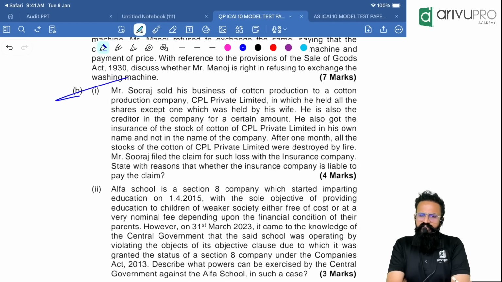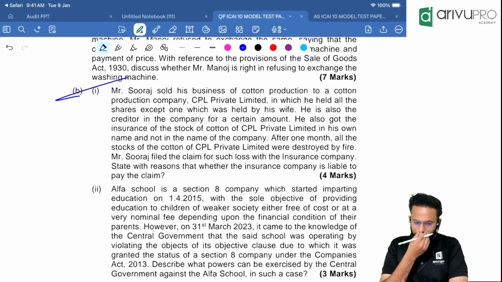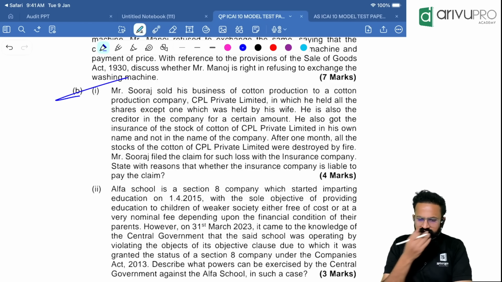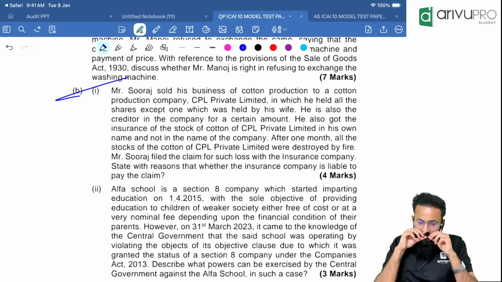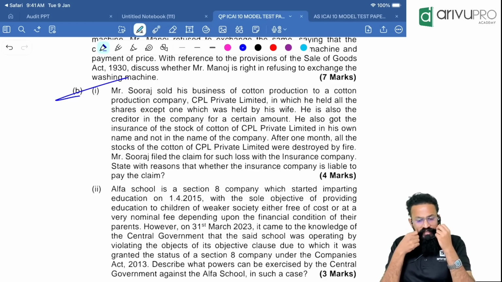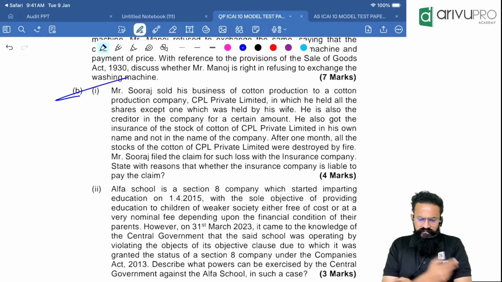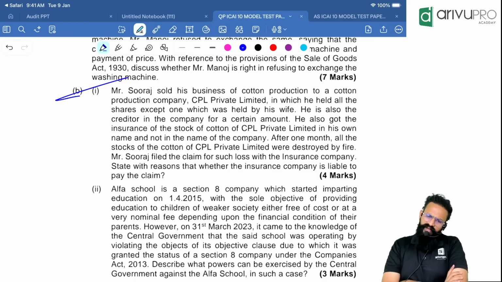Mr. Suraj sold his business to a cotton production company, CPL Private Limited, in which he held all the shares except one, which was held by his wife. He is also a creditor in the company for a certain amount. He also got the insurance of the stock of cotton of CPL Private Limited in his own name and not in the name of the company. After 1 month, all the stock of the cotton of CPL Private Limited was destroyed by fire.